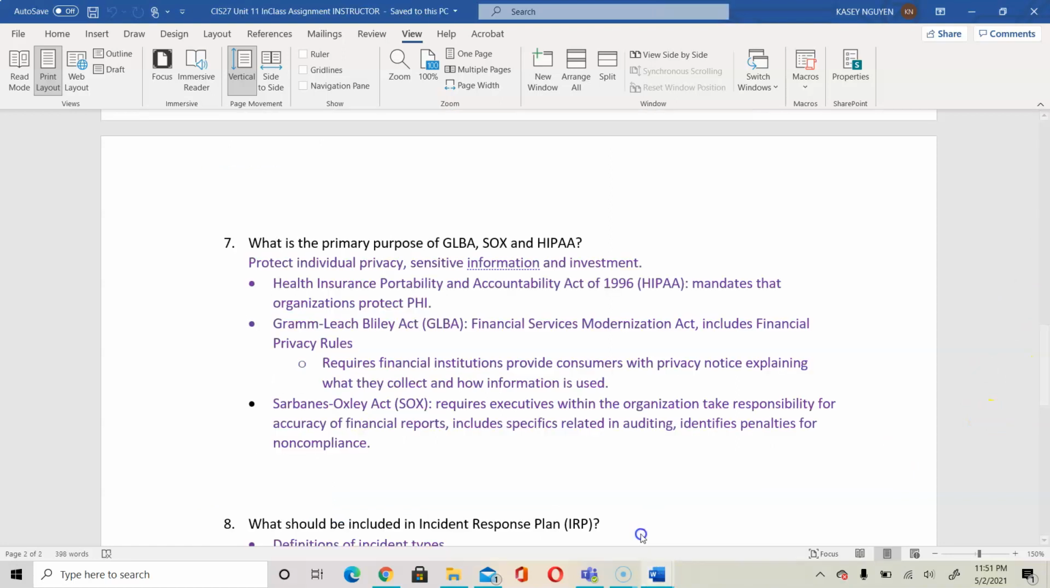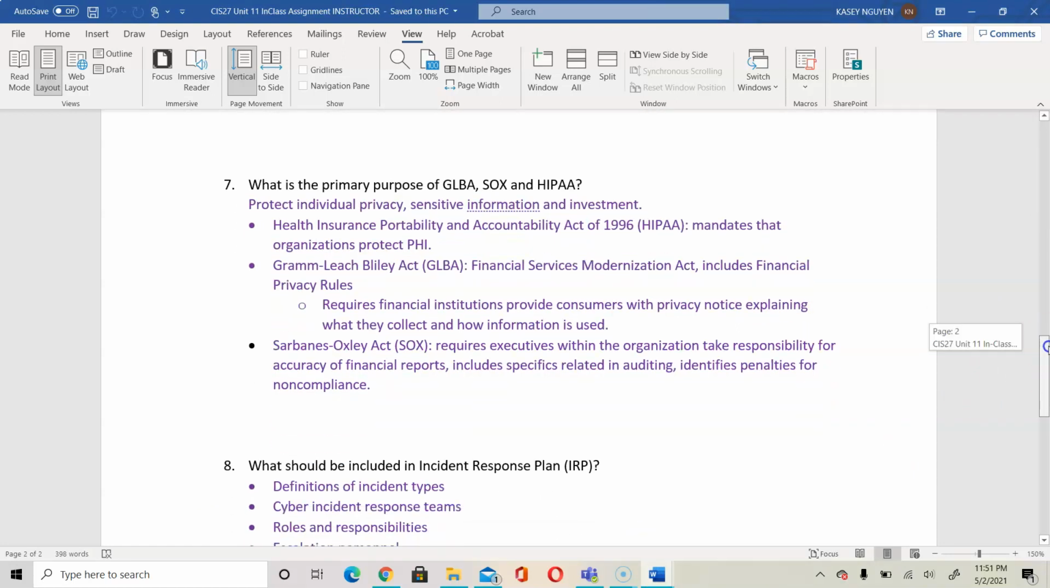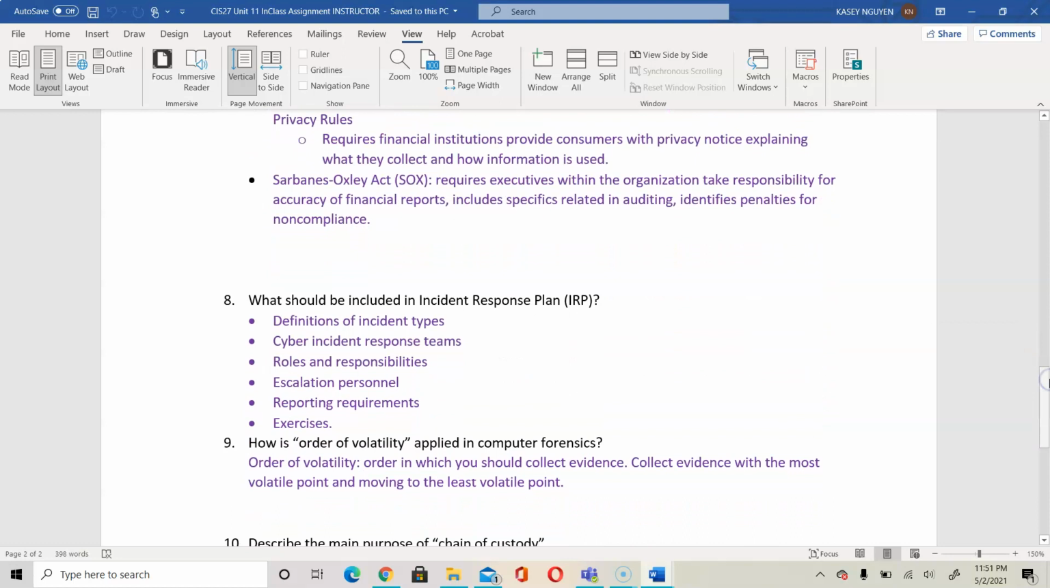So in the next question, we can answer number 8. What should be included in the IRP? Definitions of incident types, and cyber incident response team information, which individuals are going to be involved in responding to the incidents, their roles, their responsibilities, and their contact information.